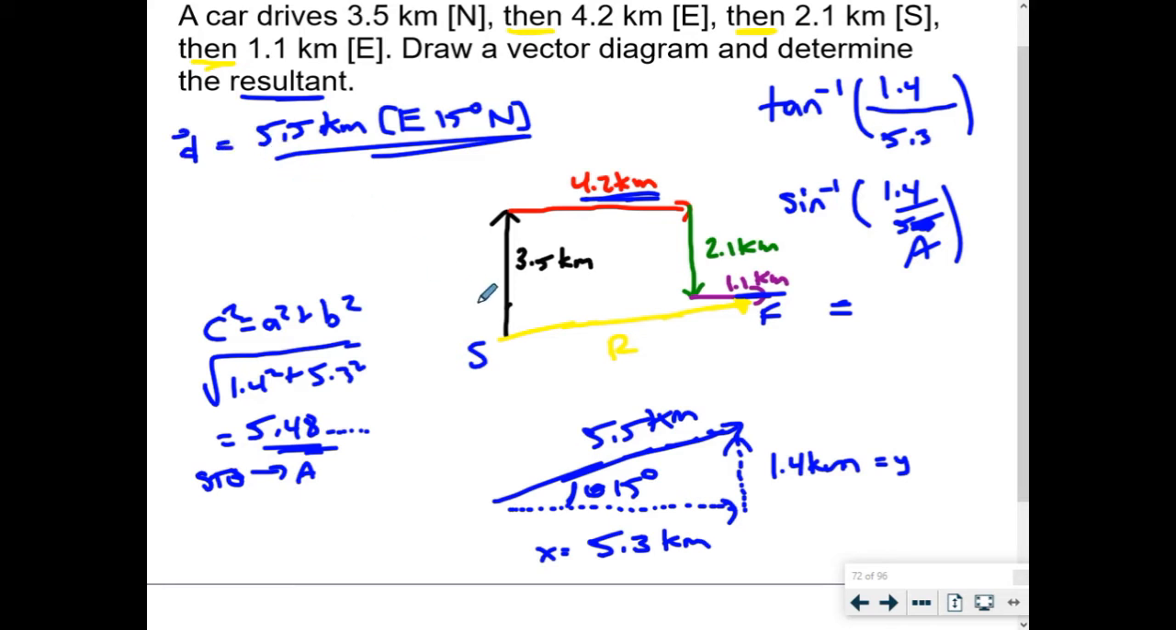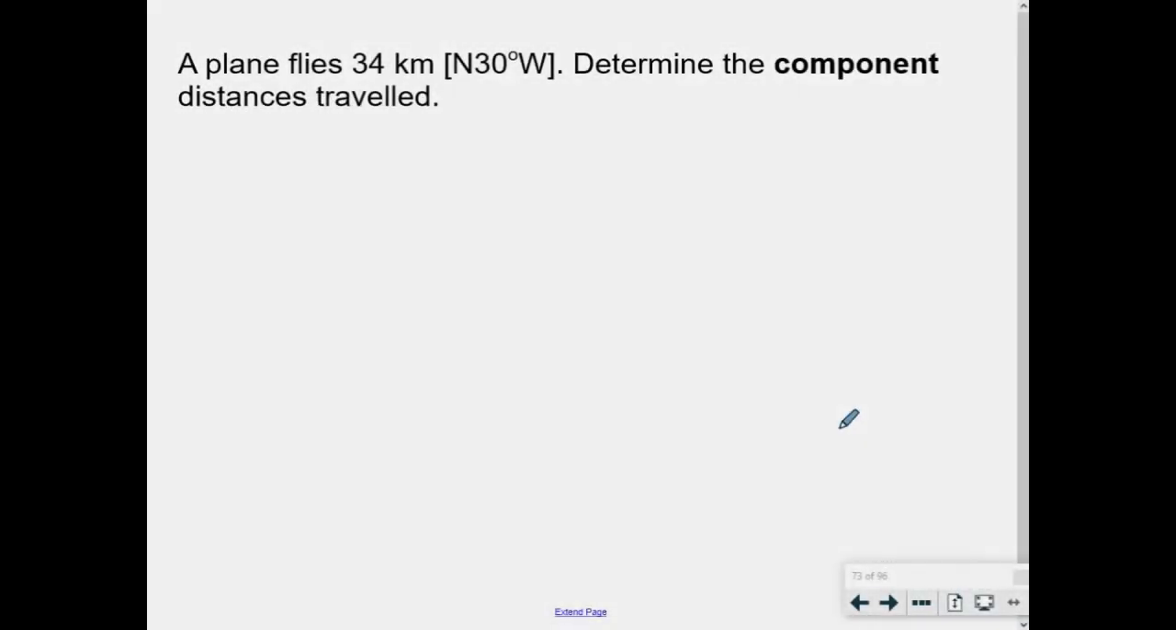Remember how we've talked in class about how if you start at home and end up at home, you've really traveled a displacement of 0? You know, I mean, this guy really has traveled whatever 3.5 plus 4.2 plus 2.1 plus 1.1 is. He's traveled a grand total of 10.9 kilometers. But that's his distance. His displacement, though, is only a net of 5.5. Let's try another example here.